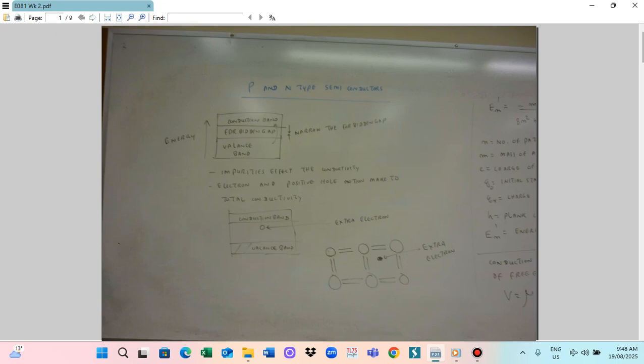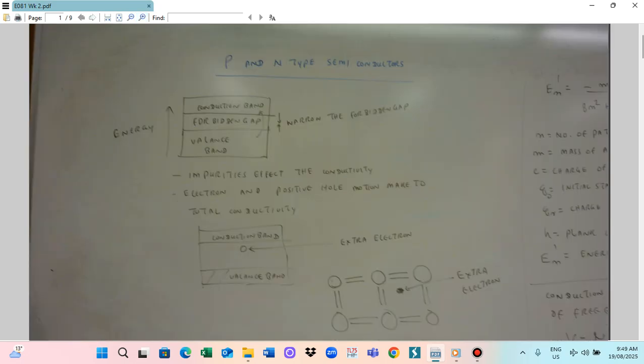So how do we narrow the forbidden gap? We have to put in impurity. Impurity affects the conductivity and also can narrow the forbidden gap. So this is the reason we have to put in the impurity. The impurity affects the conductivity, and the electron and positive hole motion are what make the conductivity.